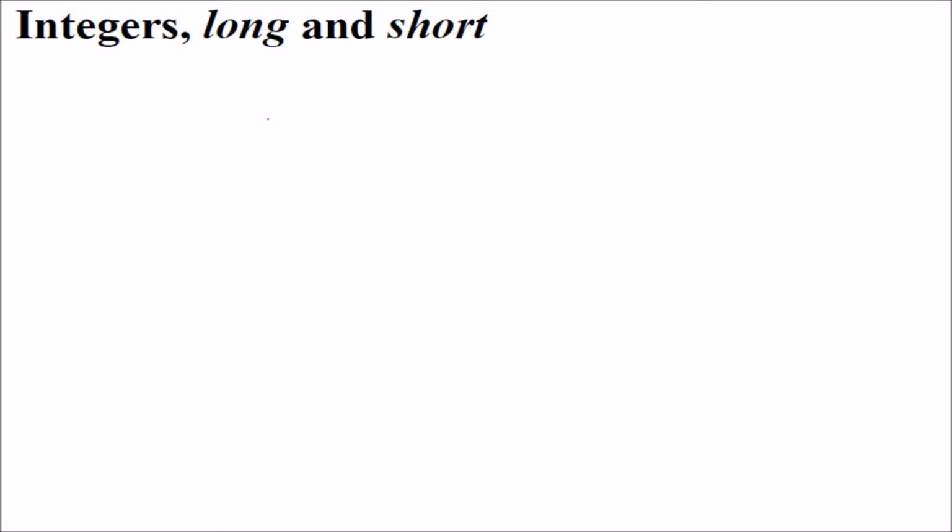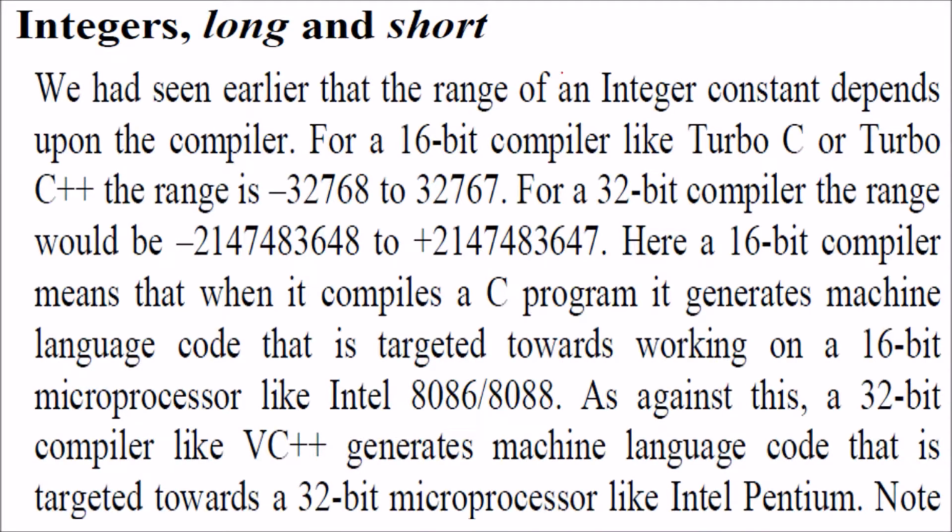Integers, long and short. We are talking about integer in C, so we need to understand that it is compiler dependent. For example, if it is a 16-bit compiler like Turbo C or Turbo C++, the range of integer is negative and positive. These are the numbers. Why? Because integers take negative as well as positive numbers.